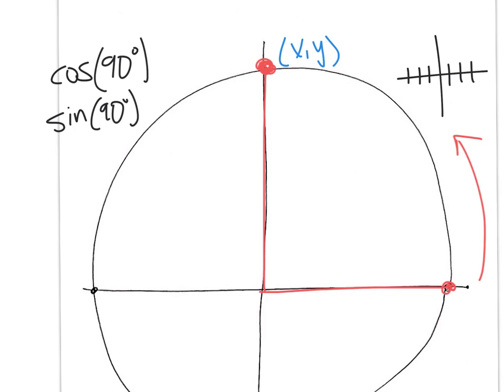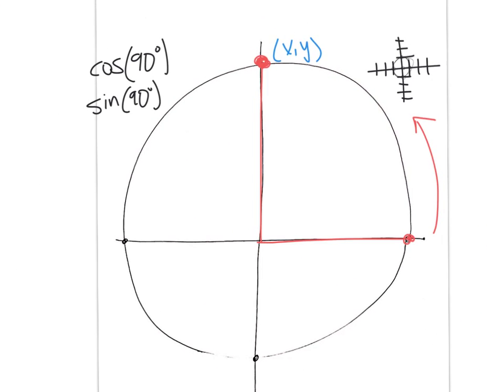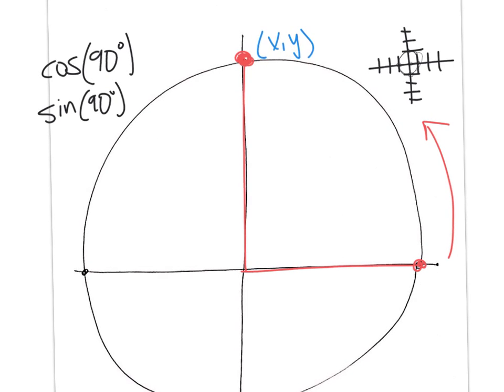Remember, here's our Cartesian coordinate plane, our xy axis, and we're really zoomed in. The unit circle is right here. Here's one, here's one, here's one, and here's one, and here's the origin. So when we think about the unit circle, here's our unit circle. Here's our 90-degree angle. What are the xy coordinates of that point? Well, x is 0 and y is 1.